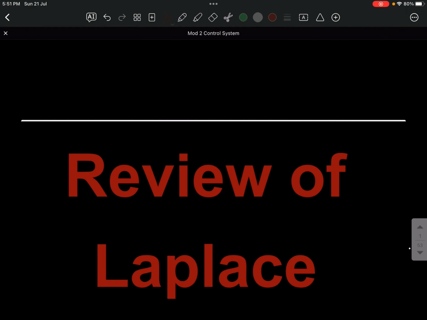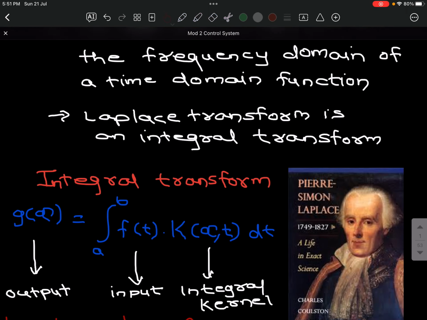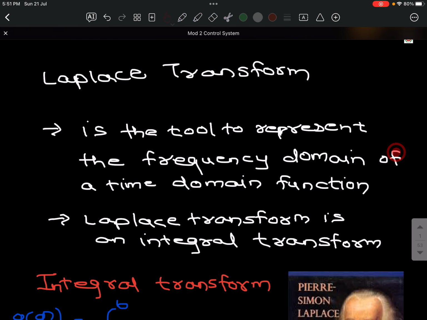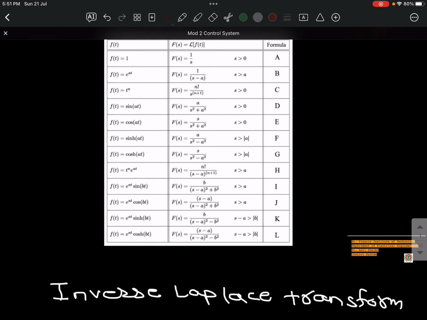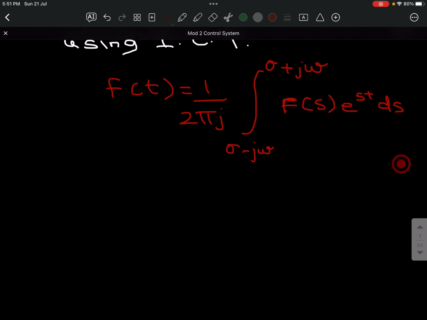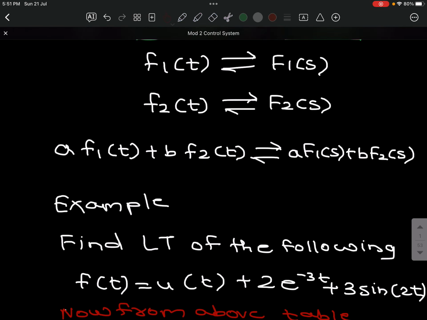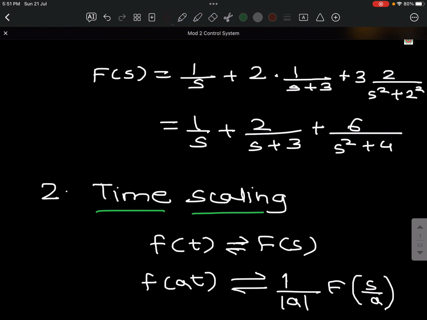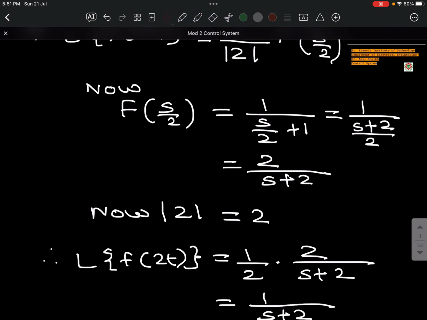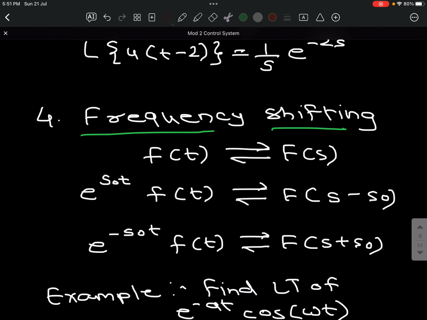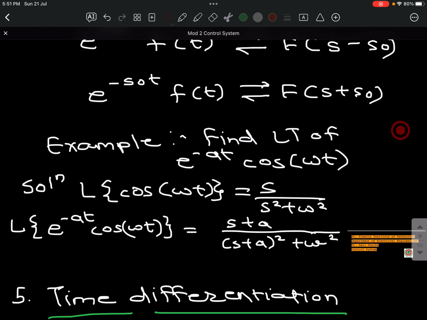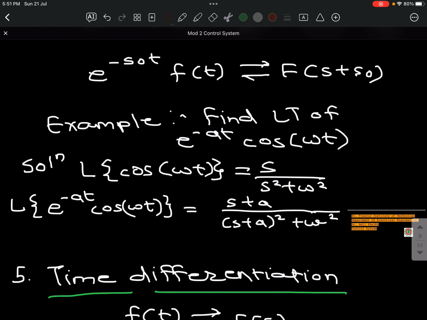Okay, so let's move again back to the properties. Till now we have seen the introduction to the Laplace transform, and then we have seen the properties of Laplace transform, where we had discussed the linearity property, time scaling property, time shifting property, and last but not the least was the frequency shifting property. So now we are going towards the next topic, which is the time differentiation property, or maybe a derivative based property.